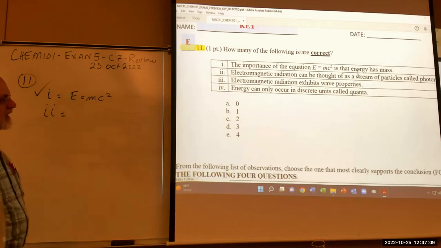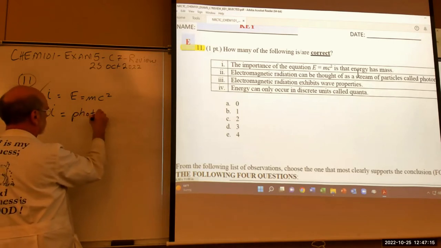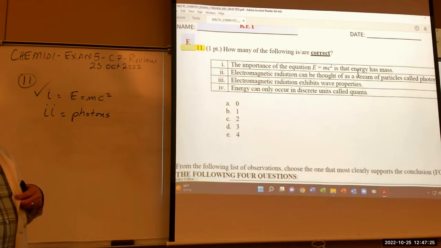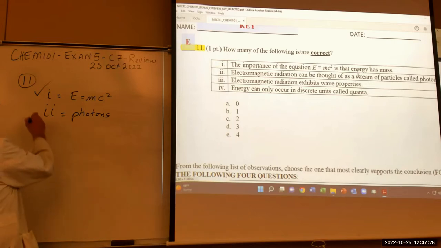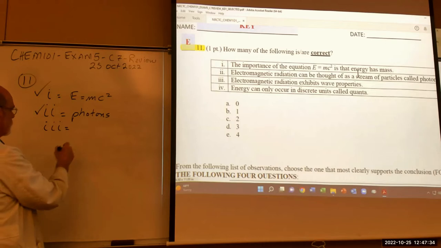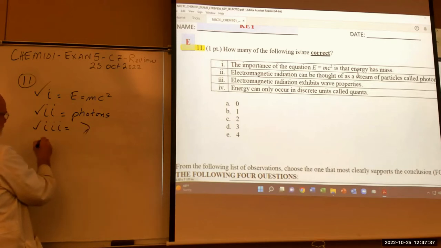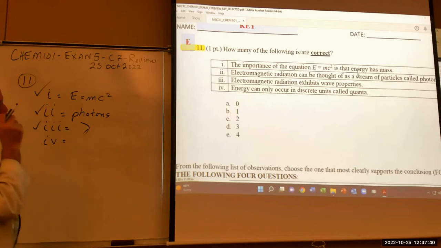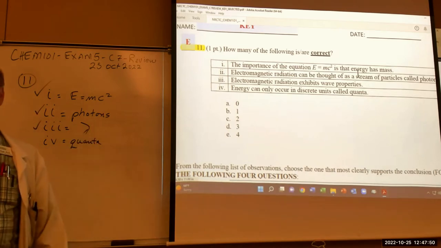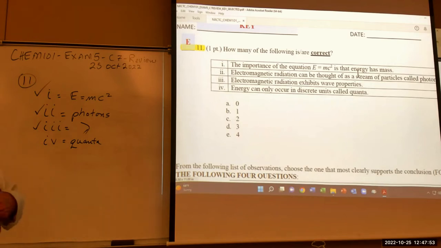How about this one? Electromagnetic radiation can be thought of as a beam of particles called photons. Is that one true? Yeah, in fact, light sometimes is particles and sometimes it's waves. Einstein says sometimes it's both. So that was true. How about this one? Electromagnetic radiation exhibits wave properties. Well, we just answered that one. And IV. Energy can only occur in discrete units called quanta. Yes, that is true. Energy is quantized.